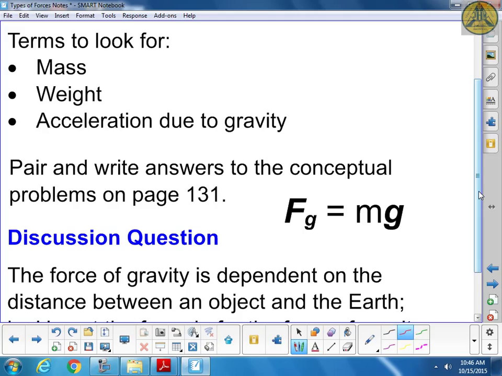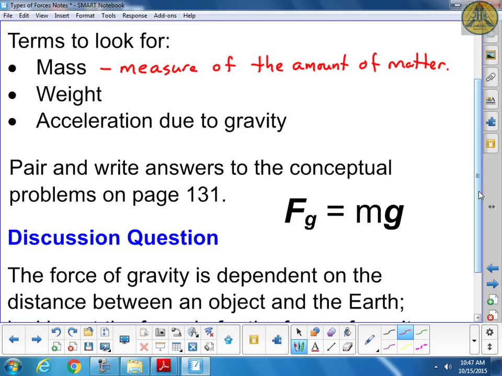So, a measure of the amount of matter of an object or whatever it is, right? And if you remember your chemistry, matter is anything that takes up space and has mass. So we will report those measurements in kilograms. So the units we're using are kilograms.